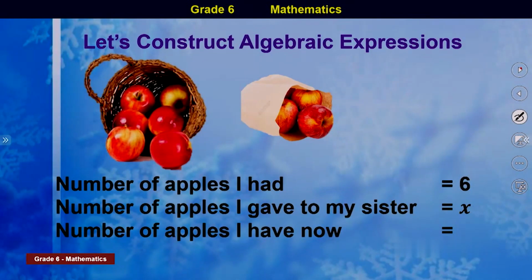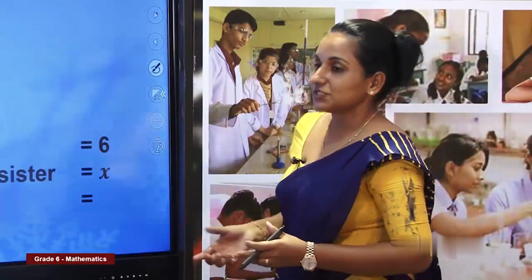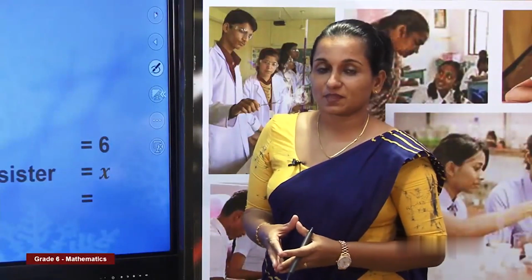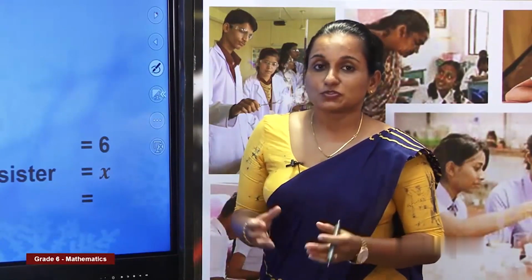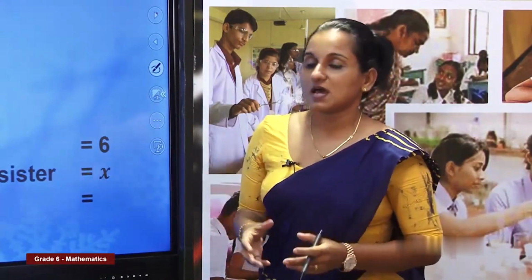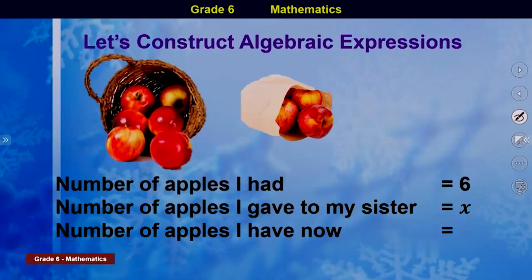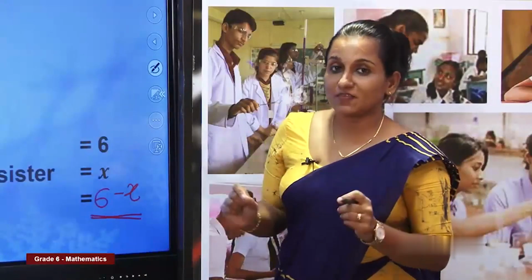The number of apples I had is 6. Number of apples I gave to my sister is an unknown, so I used an algebraic symbol for that. Then what shall we do to find the number of apples I have now? There were 6 apples. I gave x apples to my sister. Then the apples remaining with me is 6 minus x. Let's move to another example.